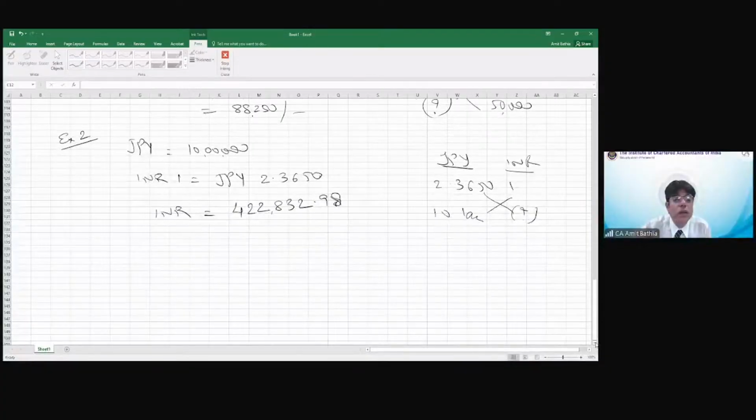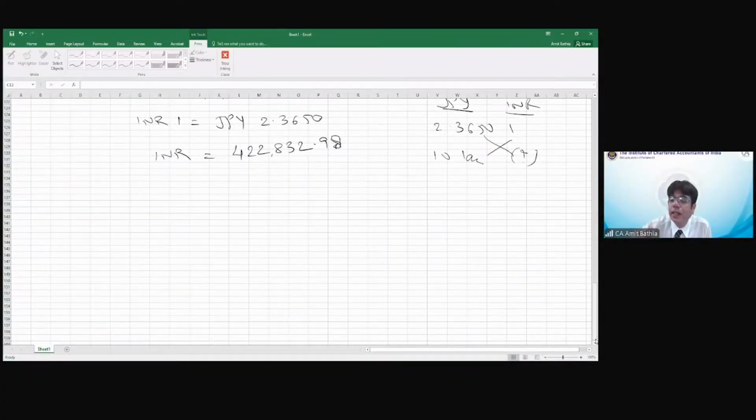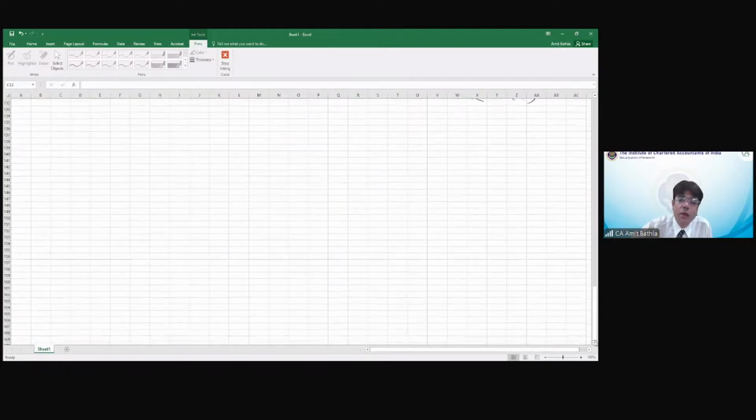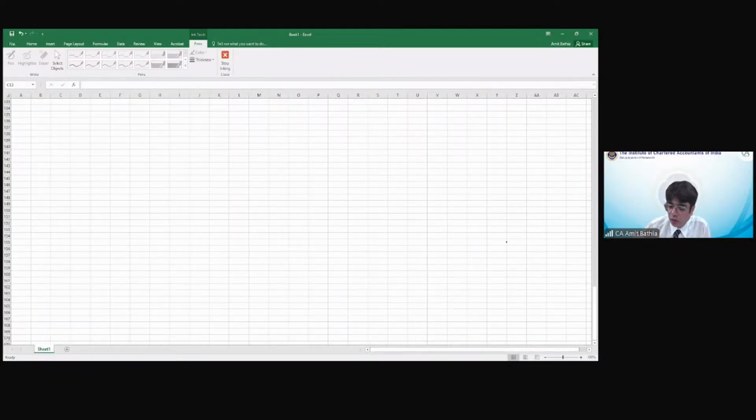Once we have understood basic exchange rates, now I will introduce the concept of spot rate and forward rate. Are you able to hear me? Am I audible? Okay. So now we are going to consider spot rate and forward rate. What do you mean by spot rate? Spot rate is the rate at which I can buy a particular foreign exchange today.